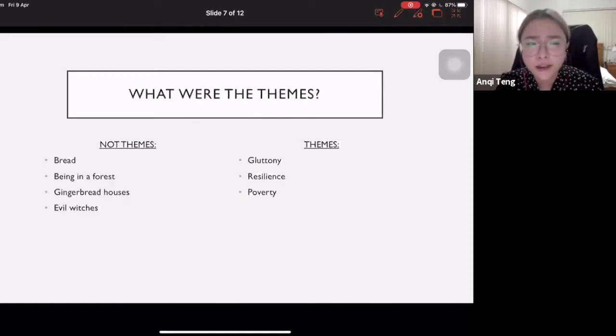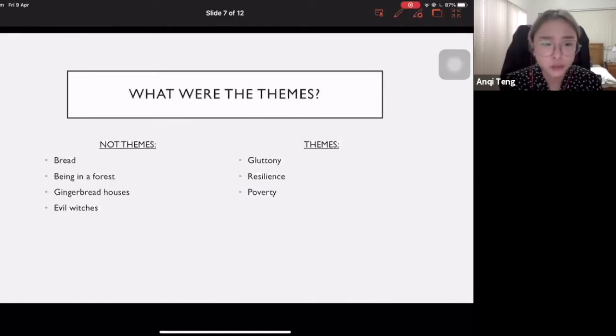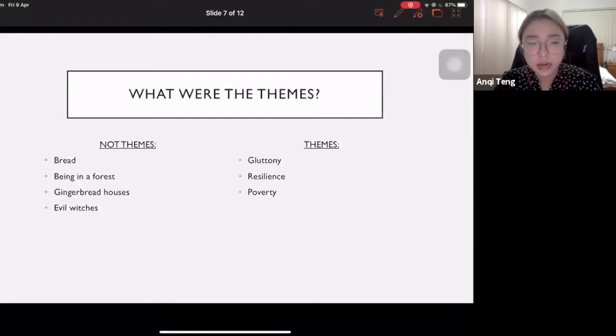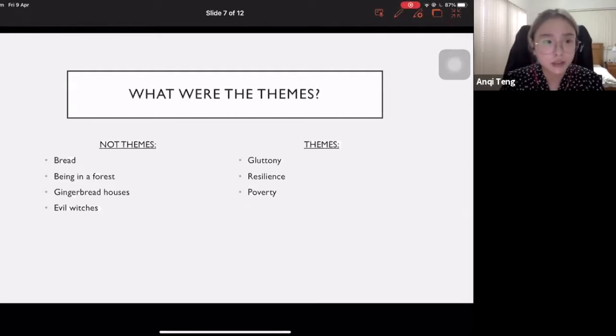Things like bread, being in a forest, gingerbread houses, evil witches, evil stepmothers, leaving pebbles on the ground to create a path. They are all events and part of the story, part of the plot. However, they are not themes. Because remember, our themes have to be intangible, abstract ideas, and they're also things that should apply to other texts as well. Themes are not unique to a particular text because they're not impactful if they are unique.